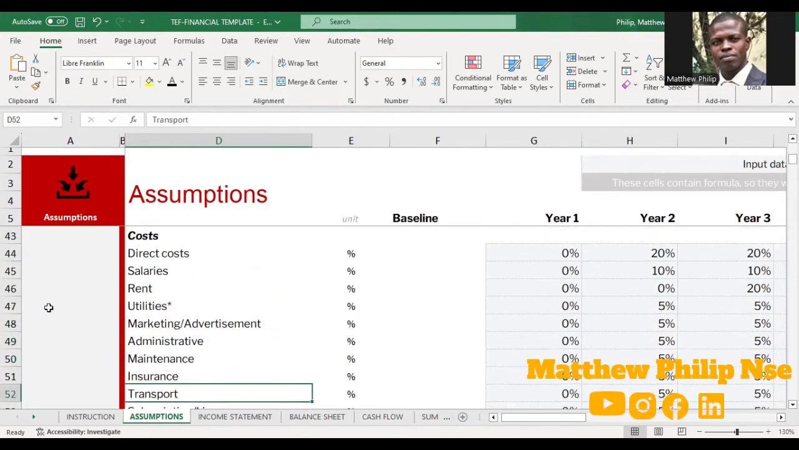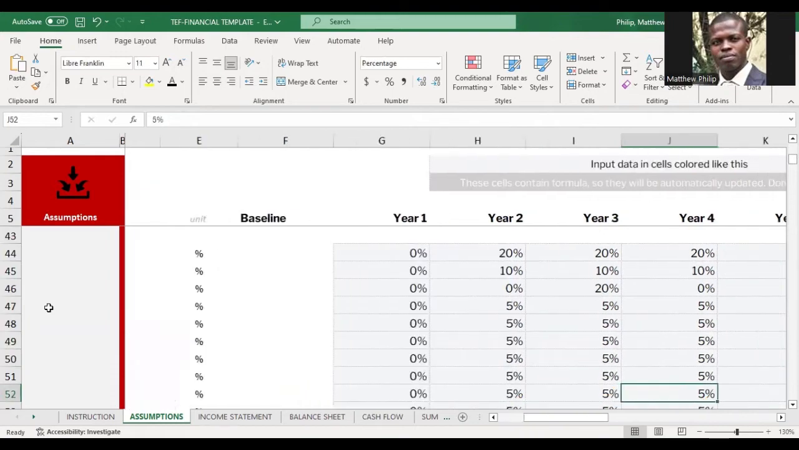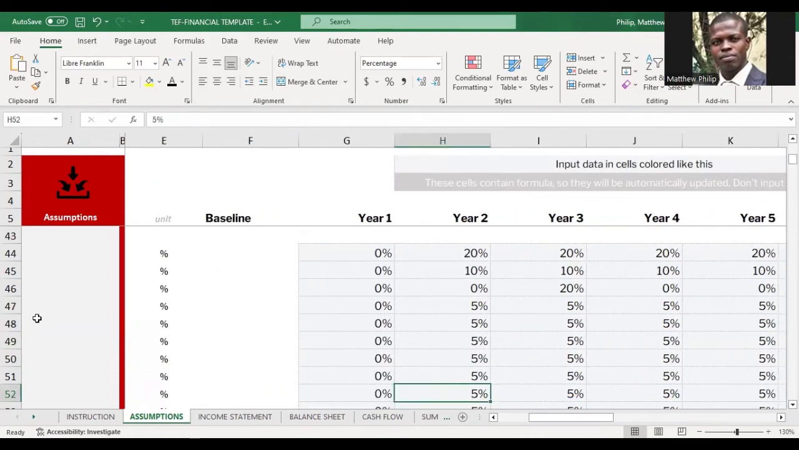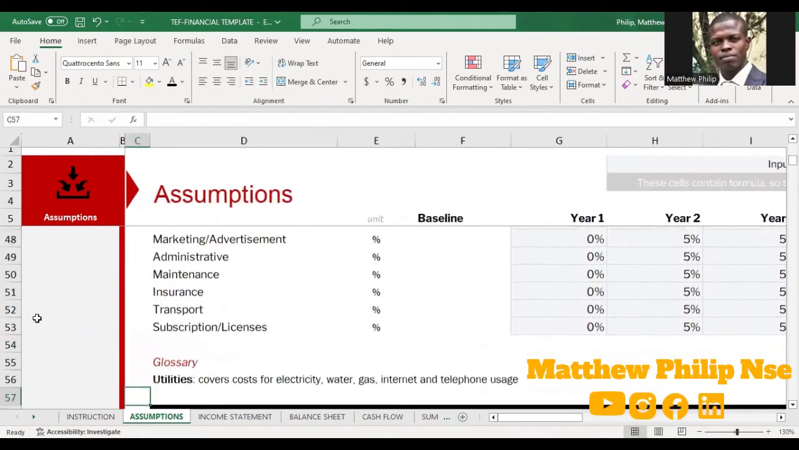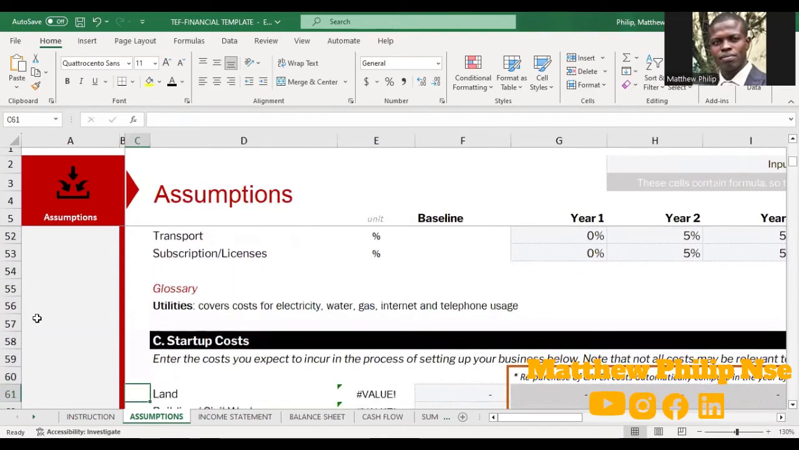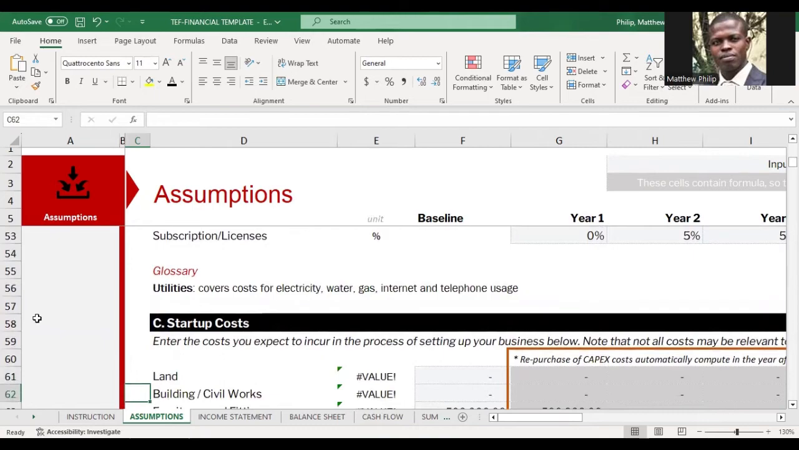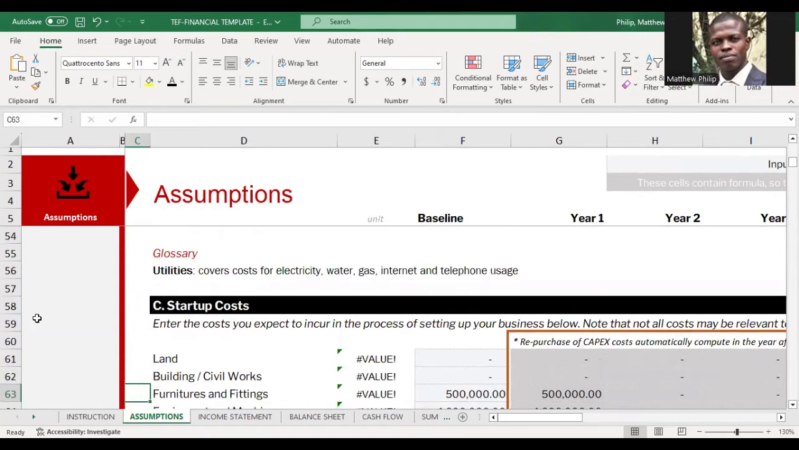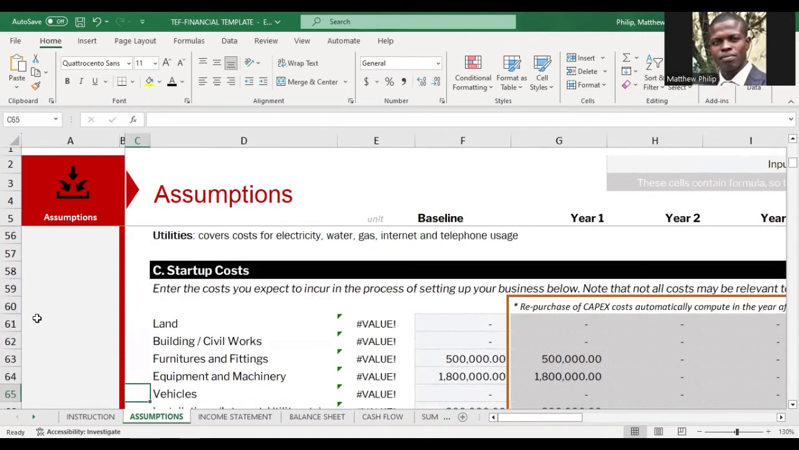So just make sure that whatever you are forecasting is in line with your industry and your nature of business. Okay, having said that, we have set a very good foundation for us to be able to forecast the growth rates for revenue and for cost. Now, the next segment is startup cost.